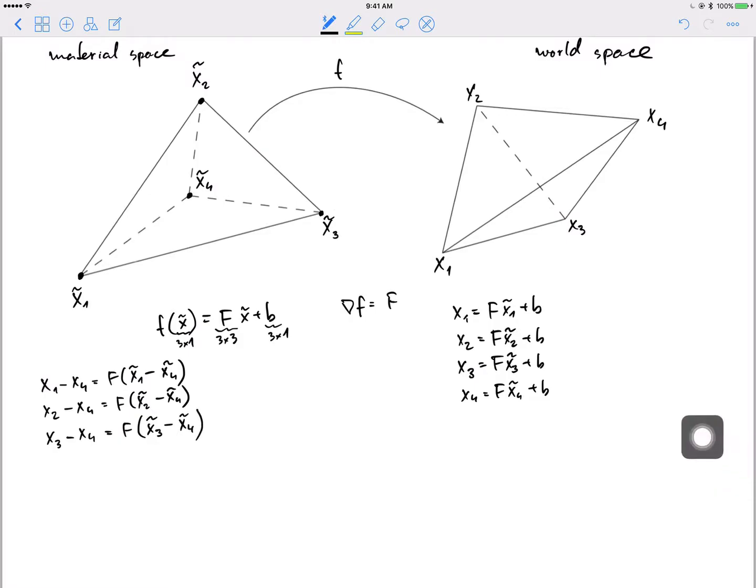Okay? I took all of these equations and subtracted the last one from all of them. That made this b go away, which is exactly what I want because I want to isolate exactly this F. Which, by the way, exactly corresponds to what I said before, that the translation of the entire object should have no effect on the amount of potential energy. Okay, which is exactly what we are getting here. So this thing we can write in a matrix form.